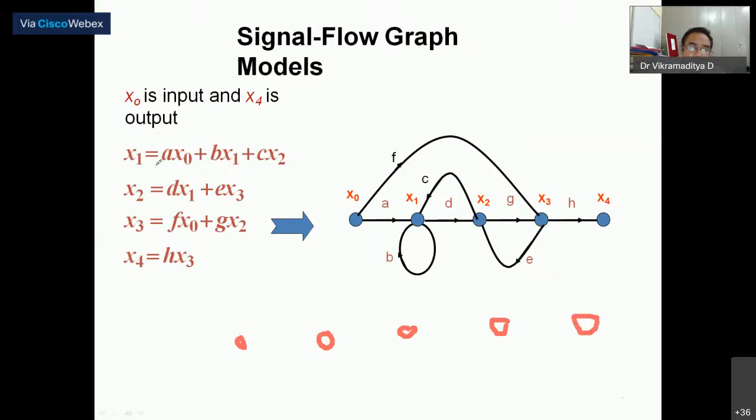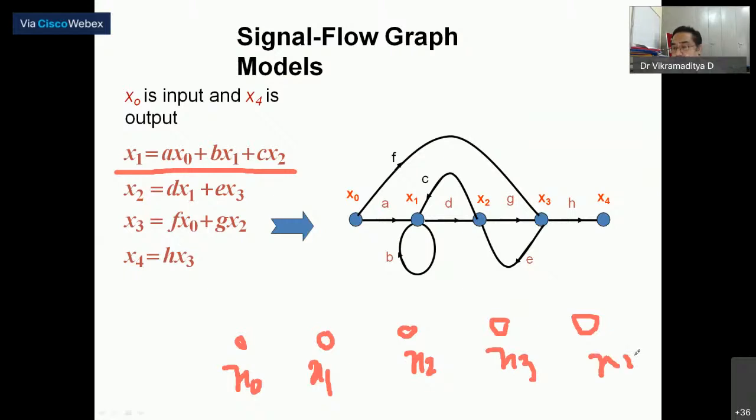Now let us work on the first equation. While making branches on the signal flow graph, you always have to keep in mind that when I say x1 is equal to this much, then it will have only incoming branches. This equation is representing incoming branches only. So this is my x0, this is my x1, this is my x2, this is my x3, and this is my x4. No doubt the answer is in front of you, but how we have arrived at this answer is very important. So let us focus on the first equation.